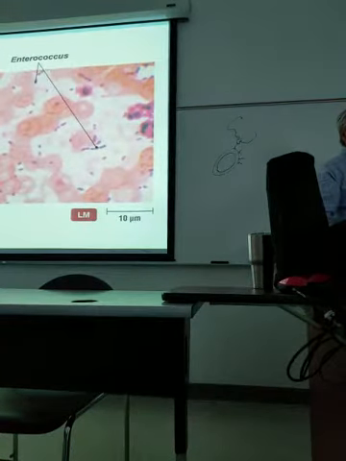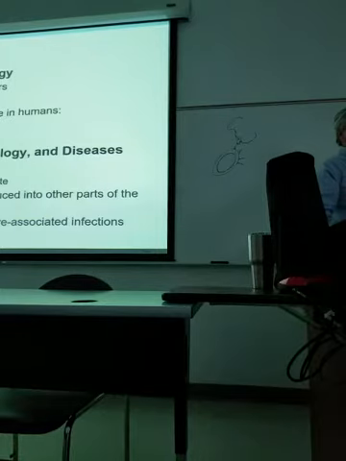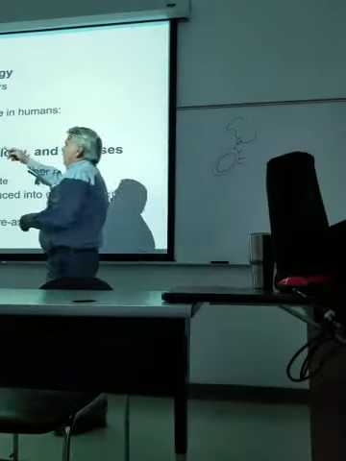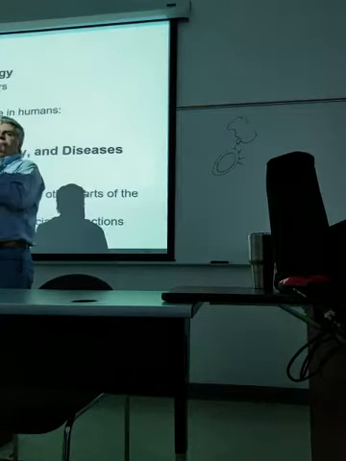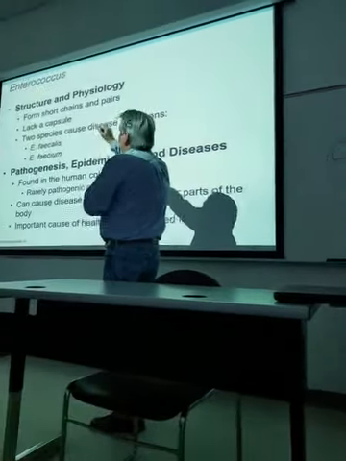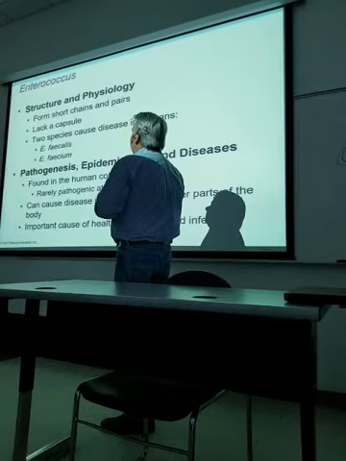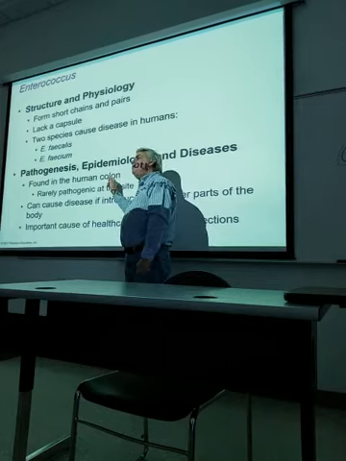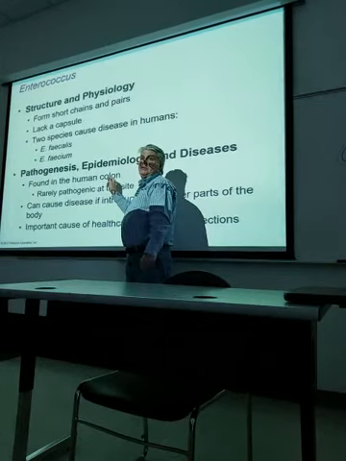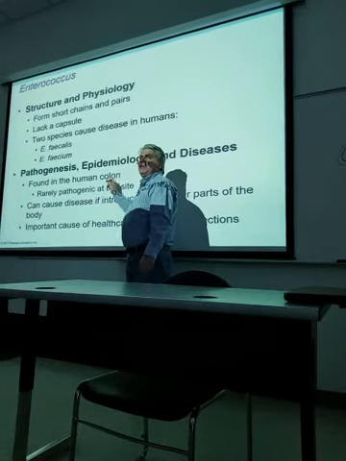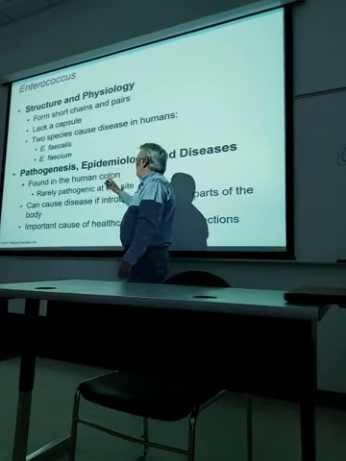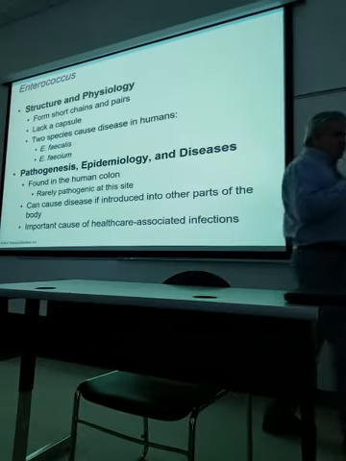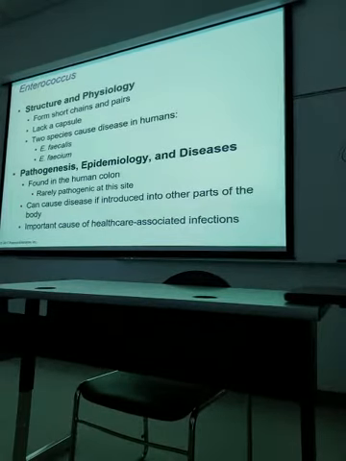All right. I want you to know these two right here because they have some clinical significance: E. faecalis and E. faecium. Lack of capsule, short chains or pairs. Found in the human colon. But what did I say about a lot of these opportunistic pathogens? As long as they stay where they're supposed to be, they're fine, rarely pathogenic at this site. They can cause disease if introduced to other parts of the body.